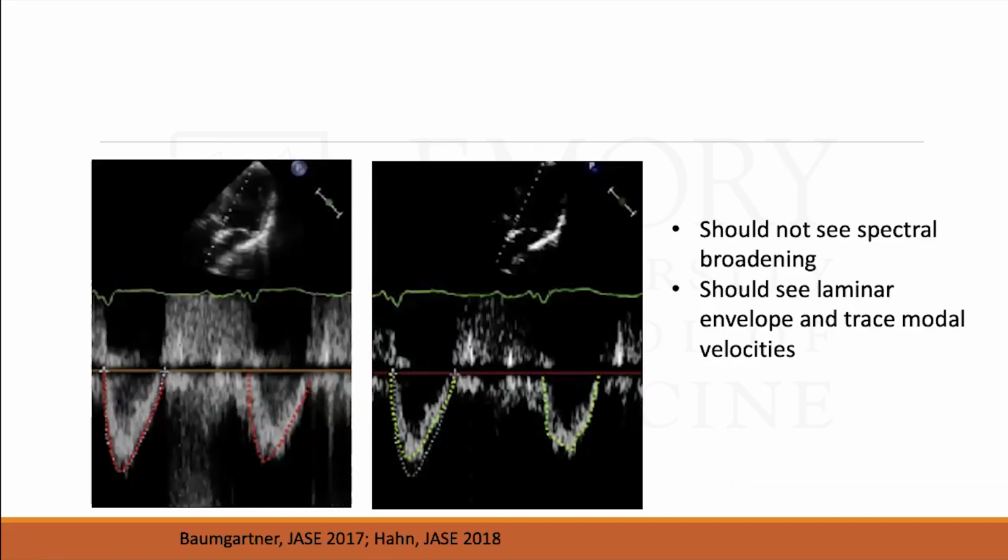The other thing is you want to avoid spectral broadening. You want to see laminar flow, and you want to trace the modal velocity. That means the blood cells are all traveling at about the same velocity. When there's blurriness in the middle, we call that spectral broadening, and that means there's a lot of turbulence. Sometimes you can't do anything about it, but if you decrease your gain a little bit, you'll get rid of some of these, what we call whiskers. It's not the technical term, but these whiskers are basically red blood cells traveling at higher velocities than other red blood cells. What you want to do is trace what most of the red blood cells are doing.